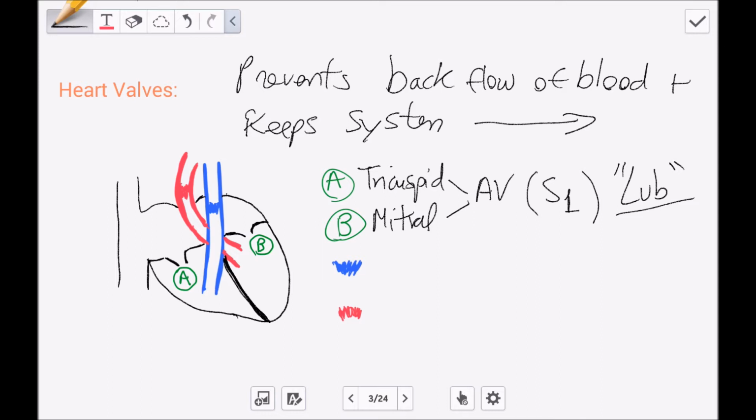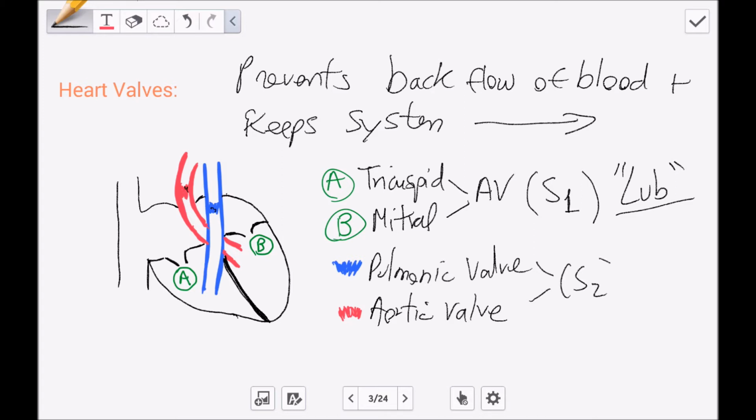The blue patch over here is the pulmonic valve. As you can see over here too, my drawing is not the greatest. And the red patch over here is the aortic valve, which is over here. So pulmonic, and this is the aortic. So when these 2 valves close, they produce the S2 sound, which is denoted by the dot.